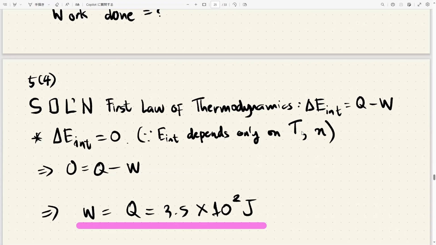And we are also told explicitly that the temperature was kept constant, and therefore these two things were kept constant. And so internal energy is also constant, and so the change here is zero. What we're left with here is 0 equals Q minus W. We're looking for W. If we rearrange this, we see that W equals Q, but we're already given Q, and that's 3.5 times 10 squared joules. And so this is the amount of work. This is also the amount of work that was done by the system.